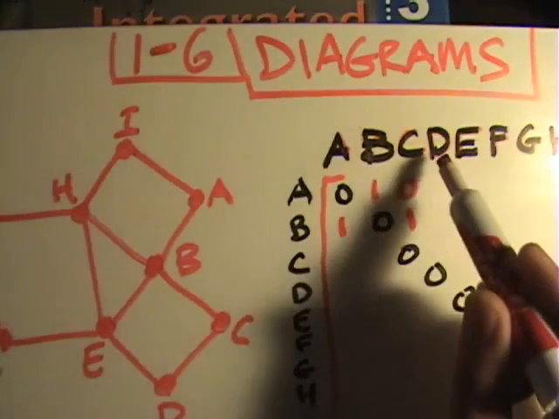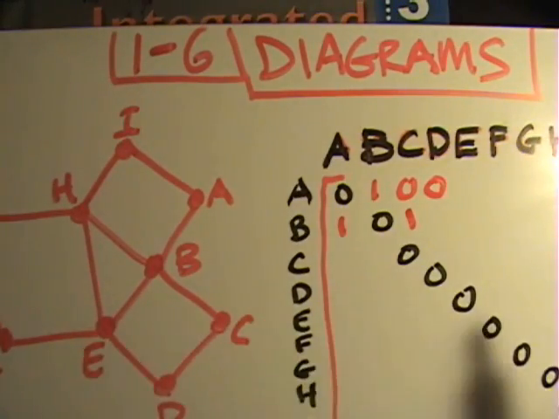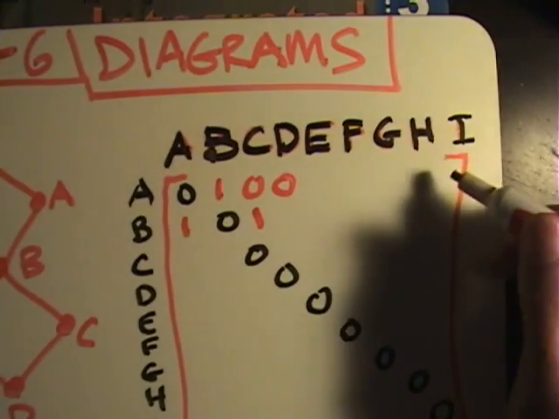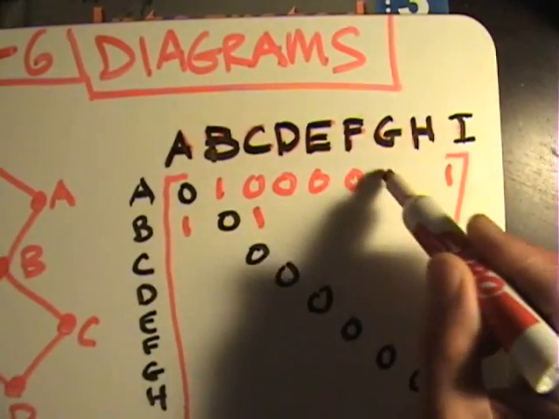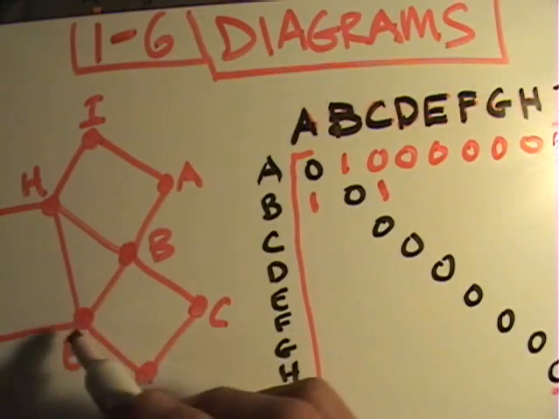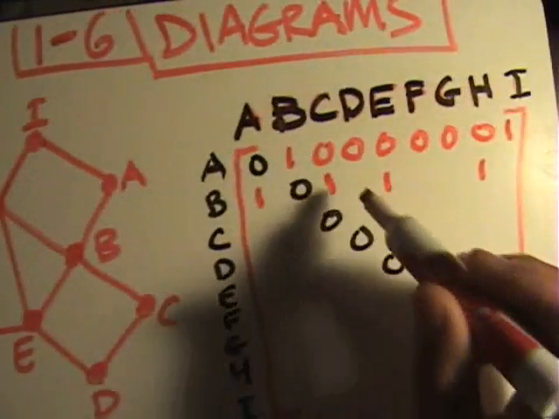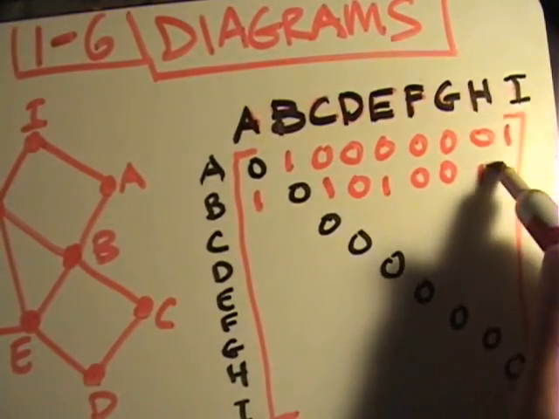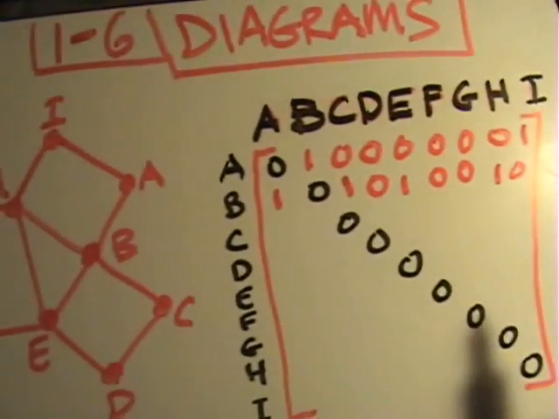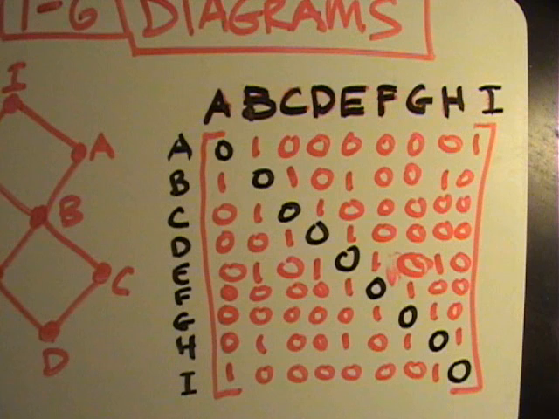Okay. D right here does not connect to A, so that's a 0. Only other thing that connects to A is the I. So way over here, I'll put a 1, and everything else will be zeros then. Okay. So then the B connects to C, connects to A, connects to E and H, but there's no other connection, so the rest of those are zeros as well. Okay? So it's pretty straightforward. You can just go through. There's the answer for you.